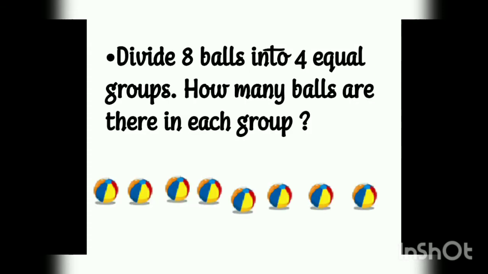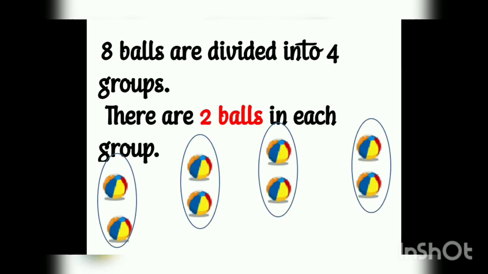In this particular activity, we have to divide the 8 balls into 4 equal groups. So how many balls are there in each group? Let's see. As you can see, 8 balls are divided into 4 groups. Now there are 2 balls in each group. You can see in the circles, in each circle there are 2 balls.